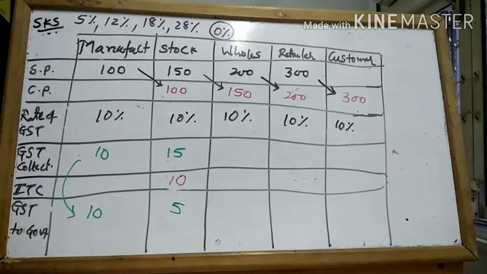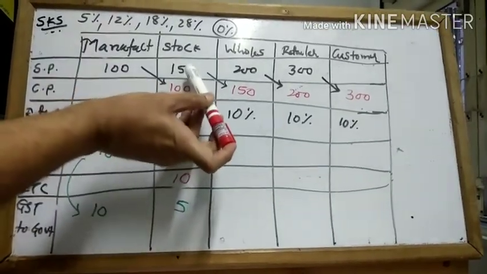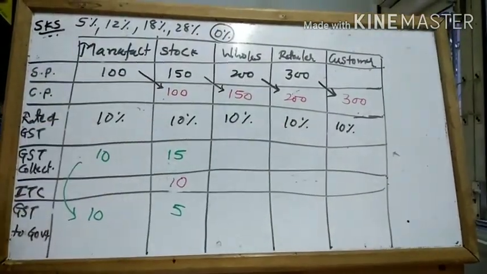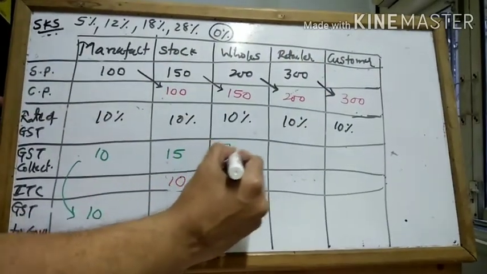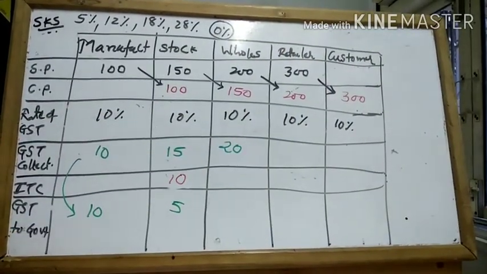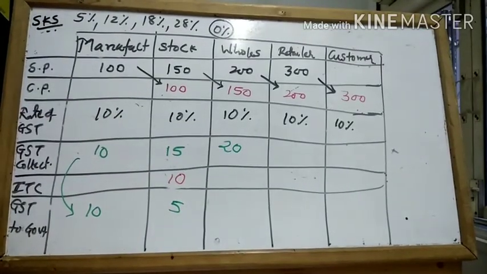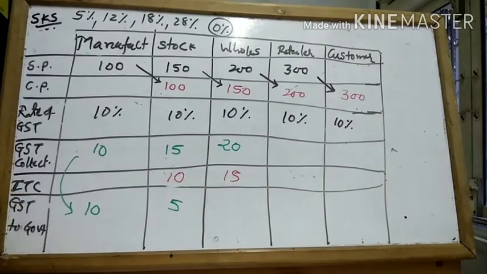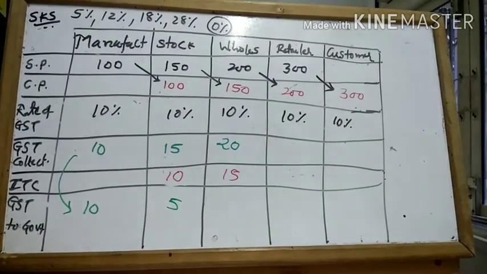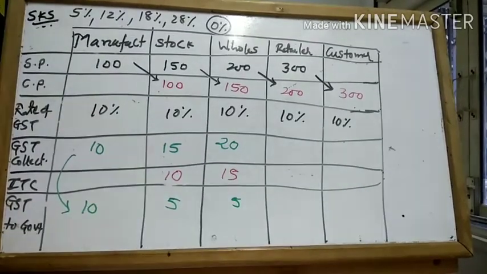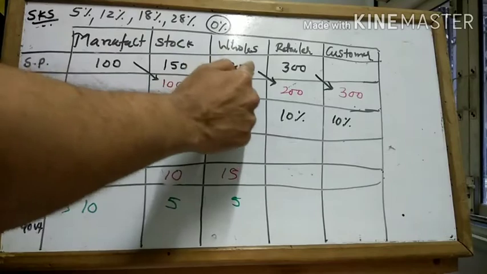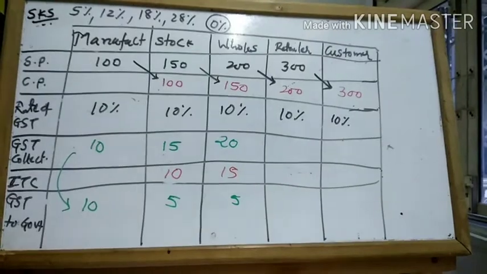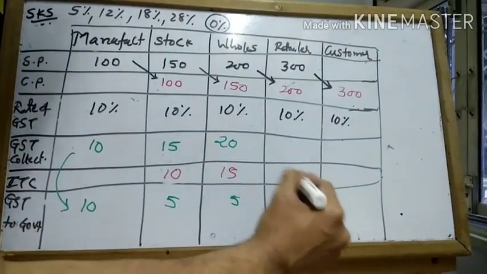Now, this particular article for 150 was sold by this wholesaler for 200 rupees. So what he will collect from the retailer as a tax, rupees 20, he will collect it. And out of this 20 rupees, he will keep 15 rupees for himself as input tax credit. Now, he will pay how much to the government? He will pay rupees 5 to the government. Now this 200 rupees article, wholesaler sells it to retailer who pays 20 rupees. So that 20 rupees becomes ITC for the retailer.